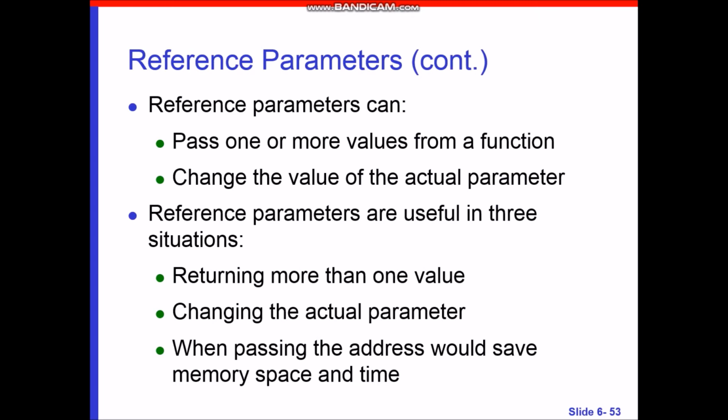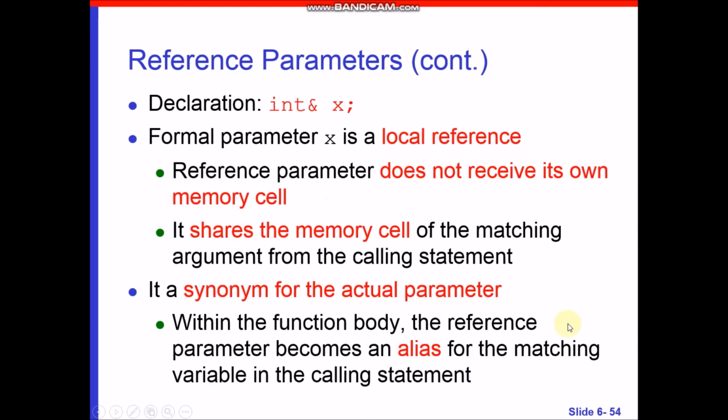So for your information, a reference parameter can pass one or more values from a function, and it can also change the value of the actual parameters. So basically, reference parameters are useful in 3 situations. The first one is when returning more than one value, the second is changing the actual parameters, and lastly, when passing the address, it will save memory space and also time. So I will show you the examples.